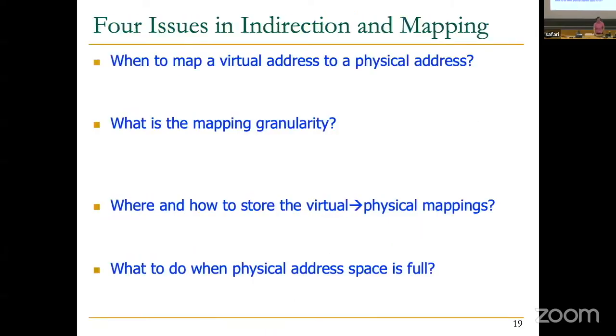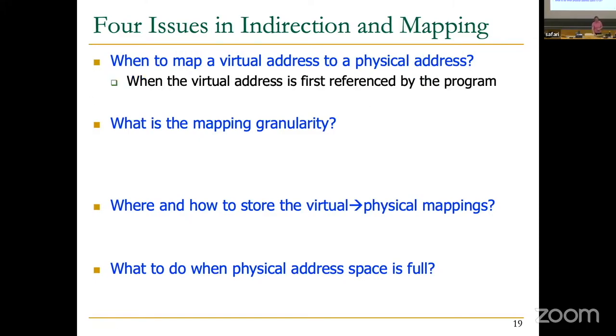Clearly, there are many issues in this indirection and mapping, right? When to map a virtual address to a physical address. Let's answer that actually quickly. Essentially, when the virtual address is first referenced by the program, nothing has to be in physical memory. Well, the code hopefully is, that you're executing, but even the code, right? You have a program counter. The program counter is a virtual address. You go through this translation mechanism and get a page fault, and the code gets brought from the disk into the physical memory after that page fault. And then you can reference that program counter in physical memory, right?